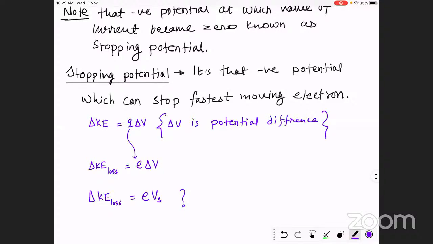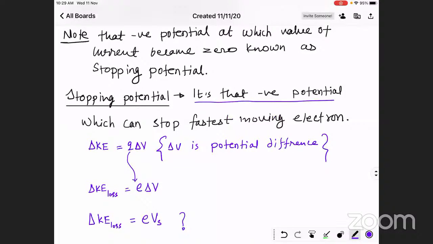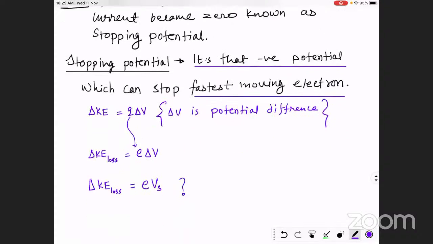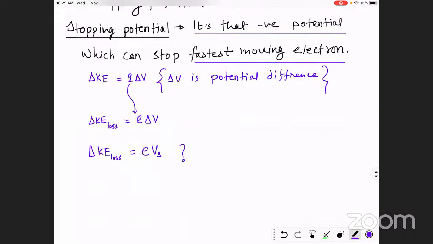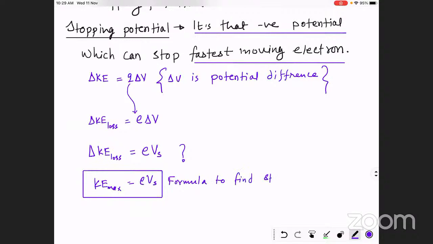Yes, sir. Okay. Now read this definition. It is that negative potential which can stop the fastest moving electron. So can I write here KE max is equal to eVs? This is the formula. By this formula, we can find the stopping potential. Am I right? Could you understand that?